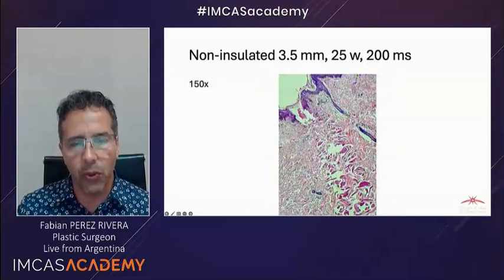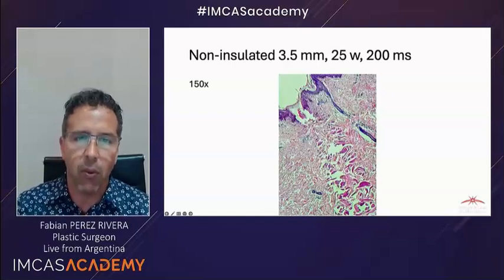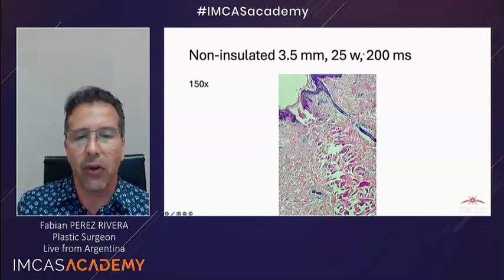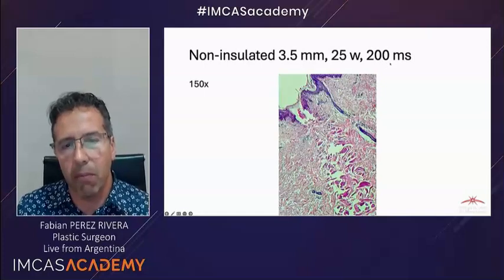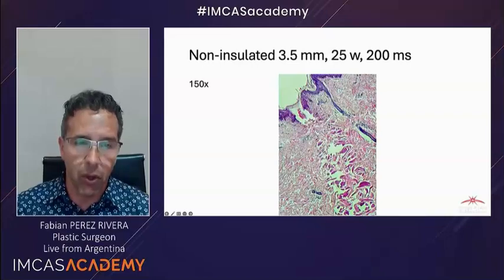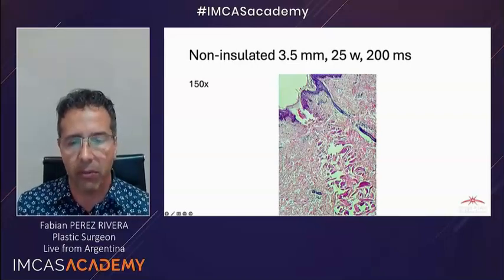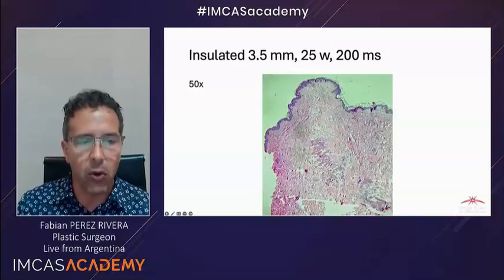Again, a close view to notice that if I select great power, 25 watts, with a great duration of time, 200 milliseconds, it's better if I choose an insulated microneedle, not a non-insulated one, because as you can see here, I have a little lesion of the epidermis. This is one of my conclusions.